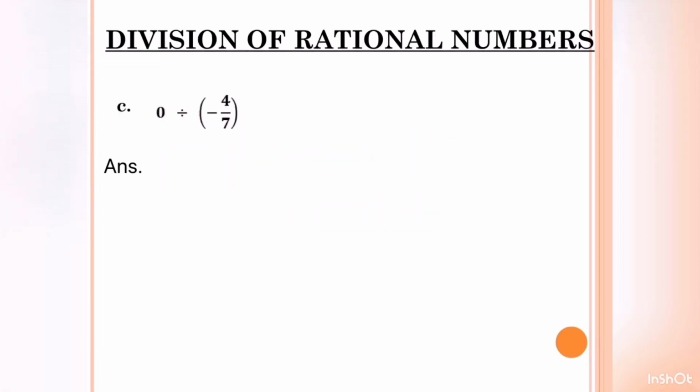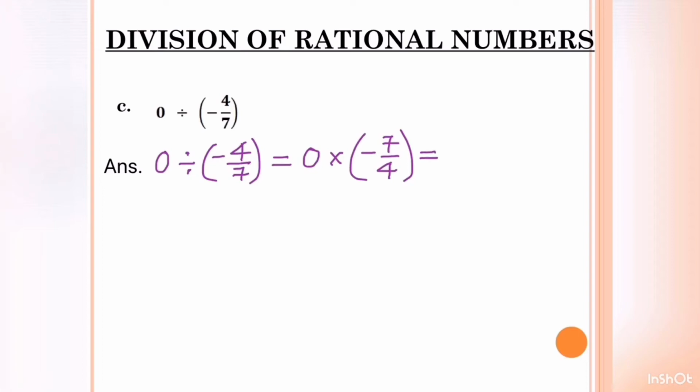Next question. 0 divided by minus 4 by 7. Answer. This expression is equal to 0 multiplied by reciprocal of minus 4 by 7, that is minus 7 by 4. This expression is equal to 0, since 0 multiplied by any rational number is 0. This is the answer.